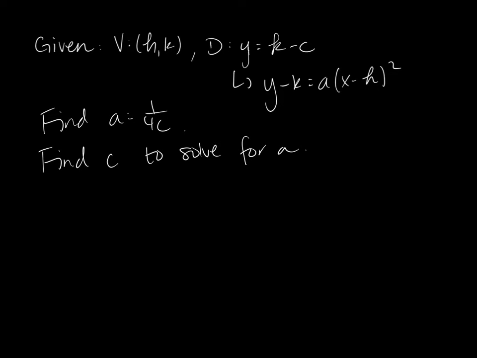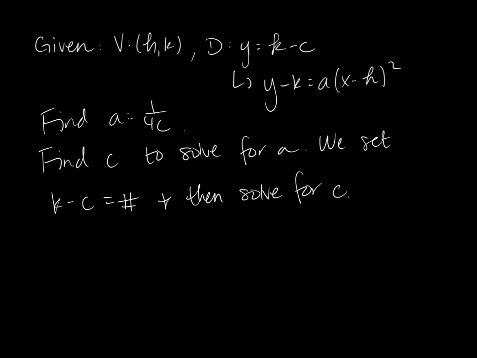And so the way we find c is we set k minus c equal to the number value of the line of directrix. So if directrix is y equals 6, then it's k minus c equals 6. Okay, so we set the k minus c equal to the value we have for our directrix, and then solve for c.